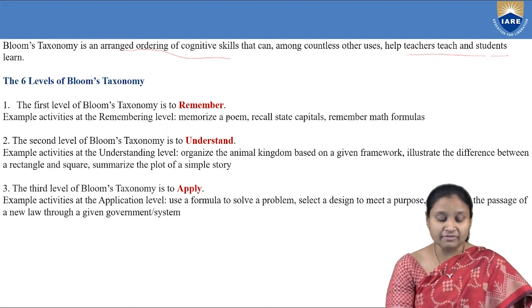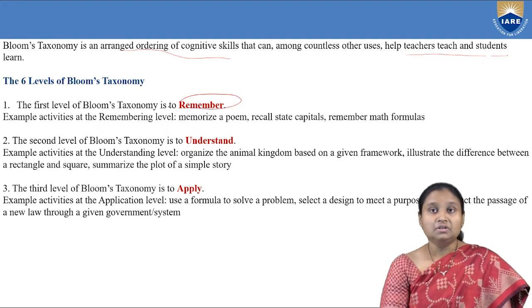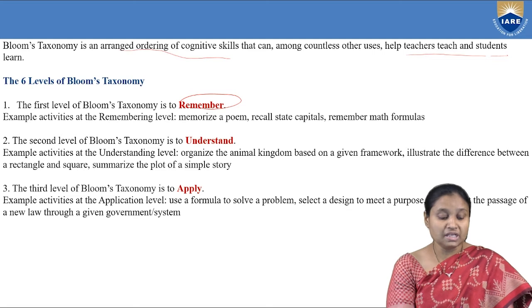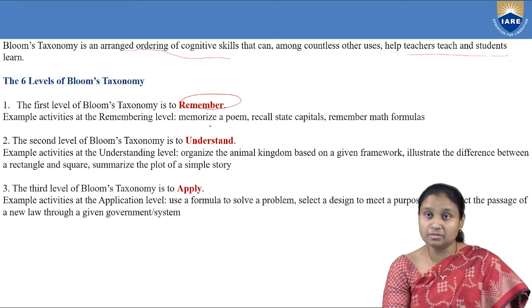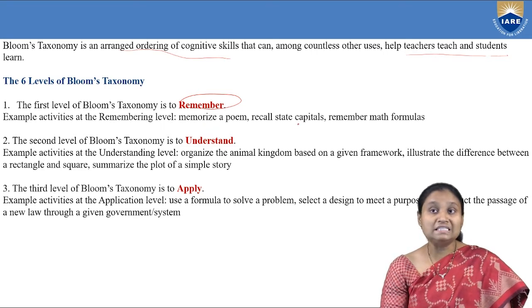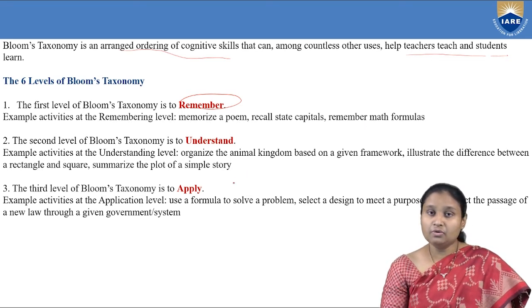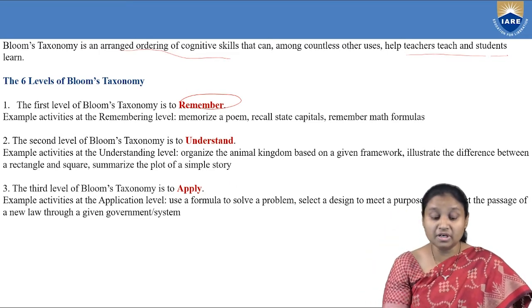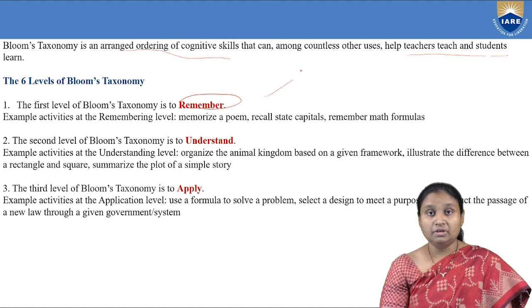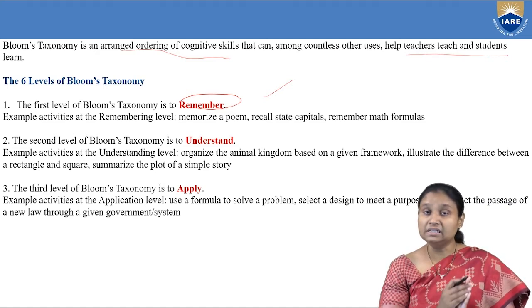Coming to the first level, we have remember. So what is remember? Suppose I have taken some activities; the activities that come under the remembering level are memorizing a poem, recalling state capitals, or remembering math formulas. And then the second level. See, we are going from lower level to higher level. So what is our lower level? The lower level is remember, where we just try to recall knowledge which we have studied earlier.